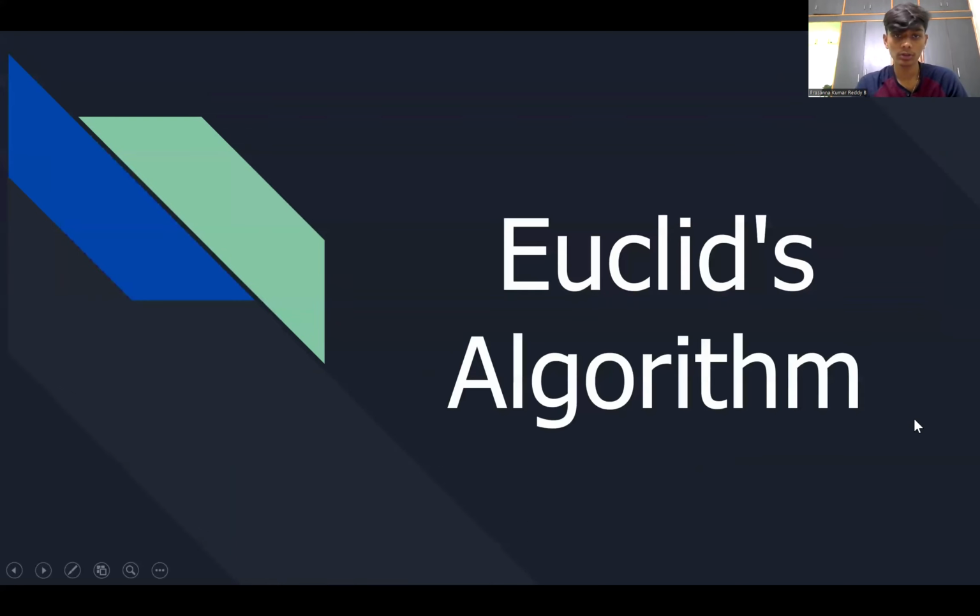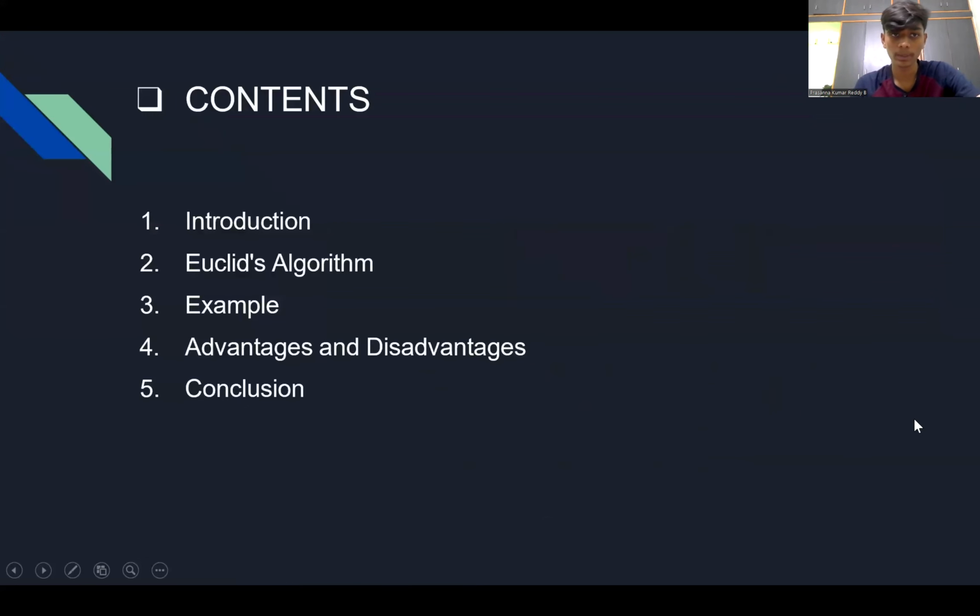Now we are going to learn about the topic of Euclid's algorithm. Before going to the topic, we'll know the introduction, then we'll see the algorithm, then we'll go through an example and the advantages and disadvantages, and finally we'll come to the conclusion.